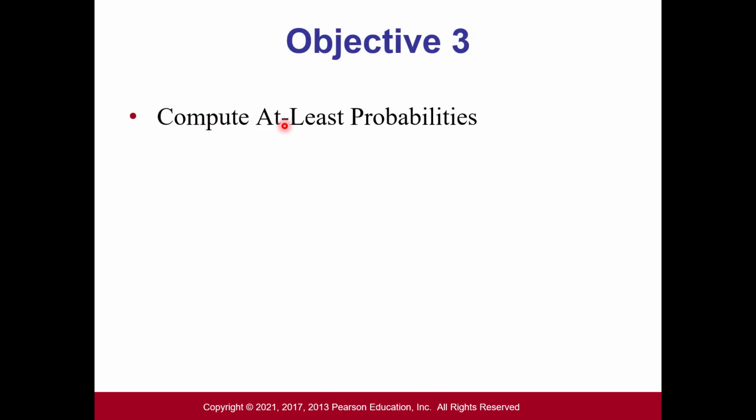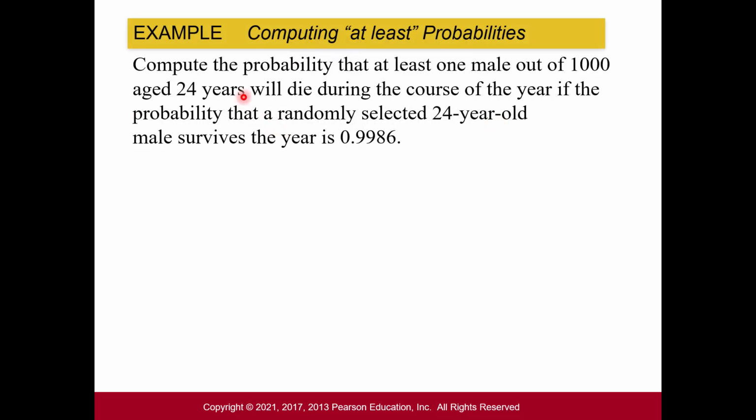Now let's compute at least probabilities. So compute the probability that at least 1 male out of 1,000 aged 24 will die during the course of the year if the probability that a randomly selected 24-year-old male survives the year is 99.86%. Okay, so we learned about complements in the last video, and so we only know the probability that the male survives. So to get that he actually wouldn't survive, we have to do the complement.